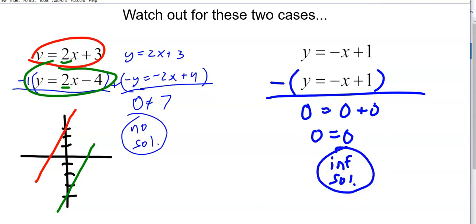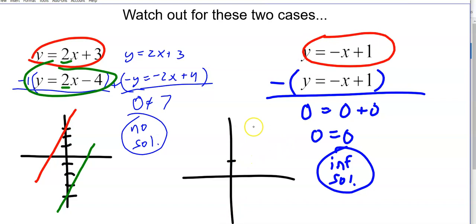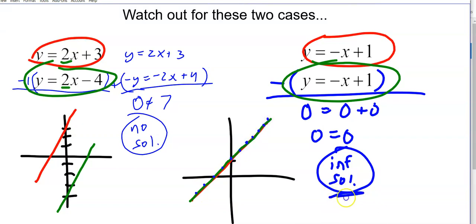And let's talk about why that is. So if I were to graph these two lines, roughly, this one might look roughly like this. And this one might look roughly like this. However you can tell, but those are the exact same line. How many solutions are there? Well, that's a solution, that's a solution. Every single point on this line, and there's an infinite number of them, is a solution. So we say infinite solutions because it's the exact same line.